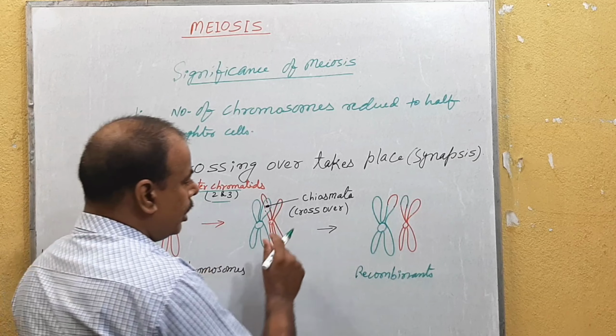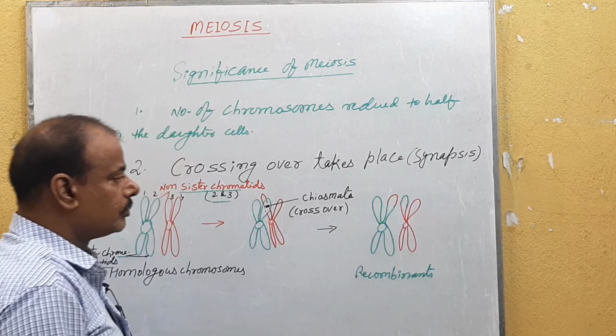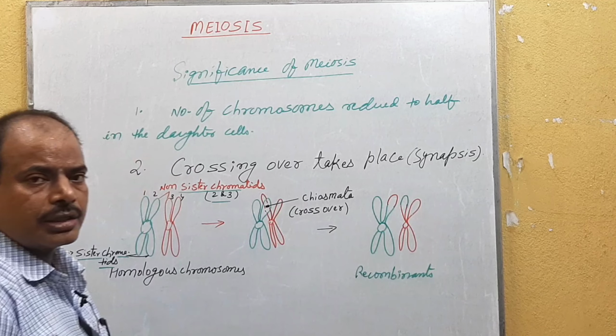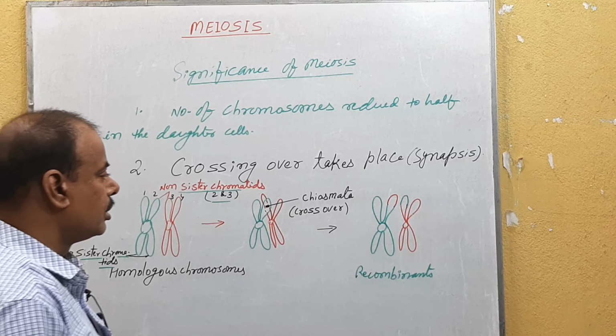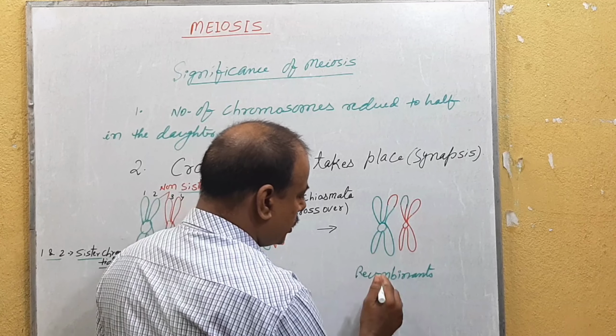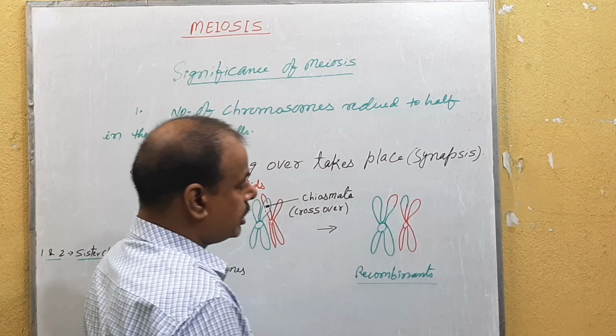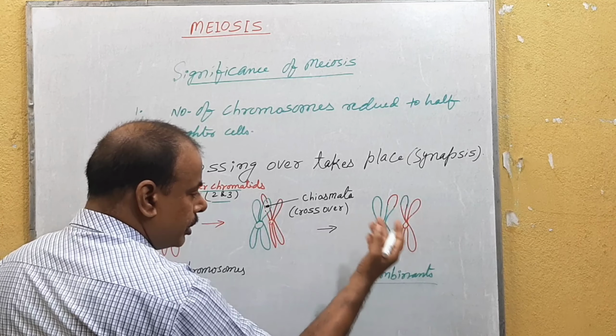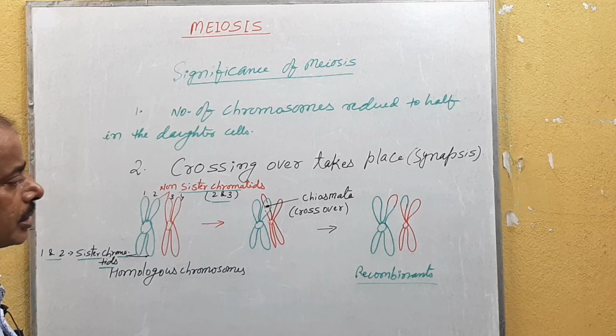At the chiasma, or chiasmata or crossover, genetic materials exchange. As a result, it forms recombinants, or you can say recombination takes place, and this recombination causes variations in the progenies, which are very important for the survival of these progenies, as well as it helps in the formation of new species.